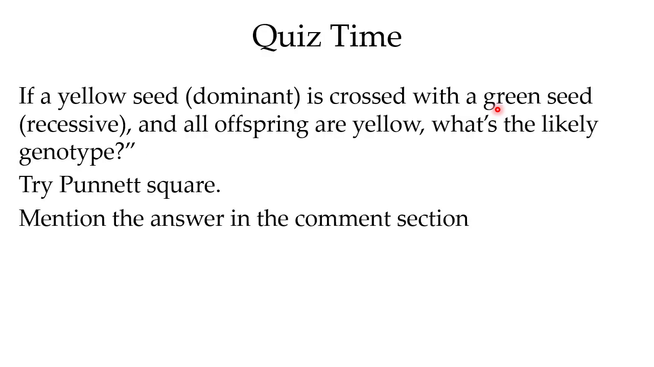Now this is quiz time. What you have to do is this: if you have a yellow seed, which is a dominant phenotype, that is crossed with a green seed, which is a recessive phenotype, and all of the offspring are yellow, what is the likely genotype? You have to make a Punnett square, and I'm expecting your answers in the comment section.